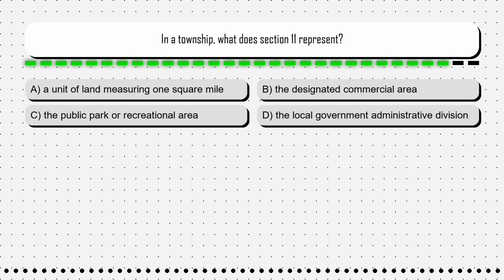Question 55. In a township, what does Section 11 represent? Option A, a unit of land measuring 1 square mile. Option B, the designated commercial area. Option C, the public park or recreational area. Option D, the local government administrative division.